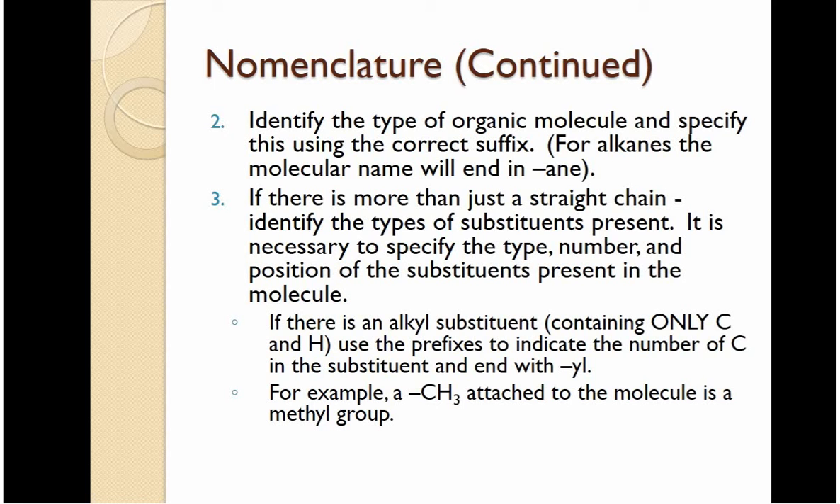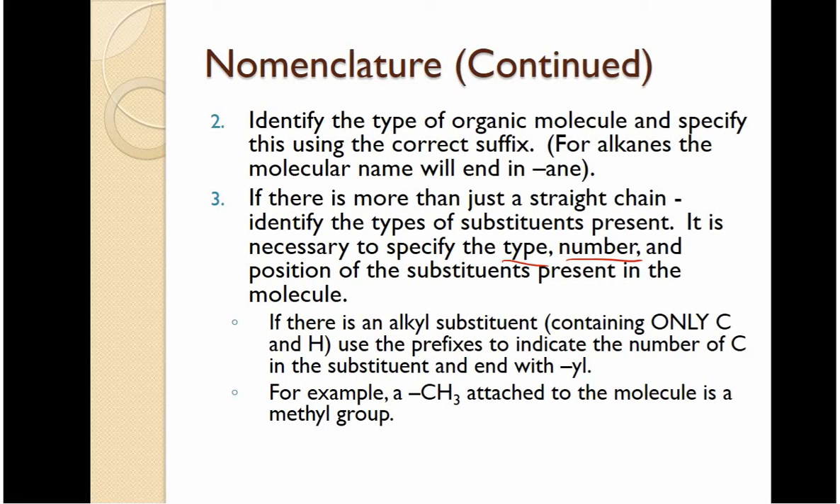Now, once you have the longest chain of carbons, you're going to identify the type of organic molecule, and you're going to specify it using the right suffix. So for alkanes, which is what we're talking about now, the molecular name is going to end with A-N-E. If there's more than just a straight chain, you also have to specify what those substituents, what those bonds are. And so you're going to say the type of atom or atoms that are bonded. You're going to talk about the number of them, and you're going to talk about the position of them on that carbon chain, okay?